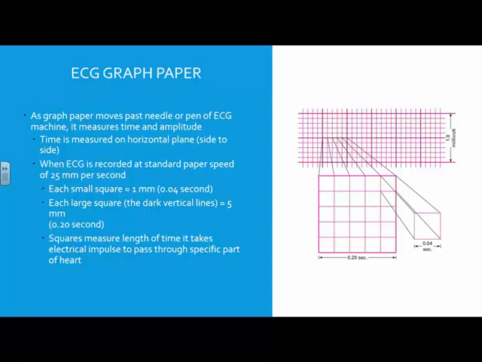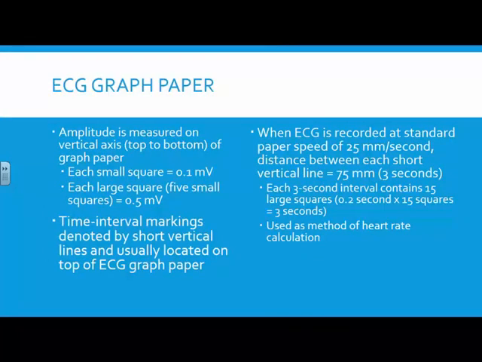So little square 0.04, big square 0.20. 5 of the big squares make a second. You've got to have a 6-second strip to interpret the rhythm. 6 seconds.